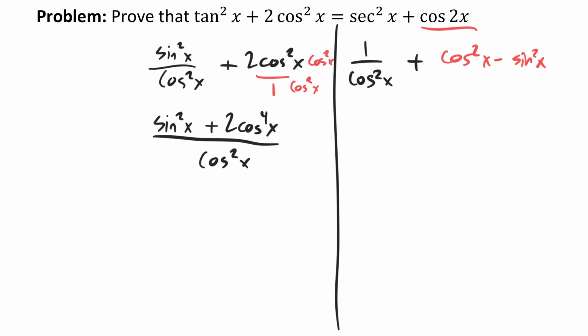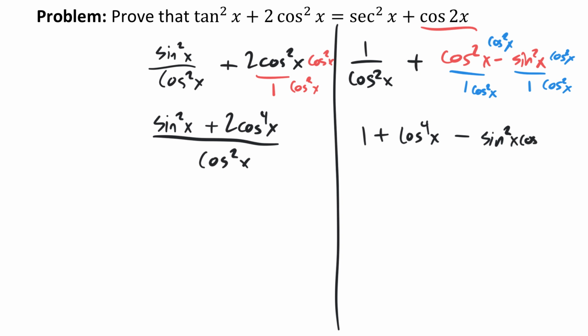Well, if I'm going to common denominator there, I should probably common denominator over here. This one needs a cos squared, and this one needs a cos squared. So that'll give me 1 plus cos to the 4 x minus sine squared x cos squared x over cos squared x.